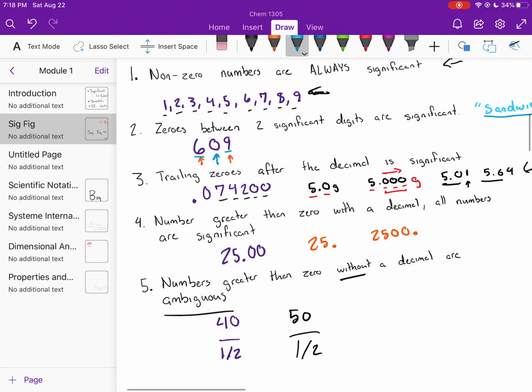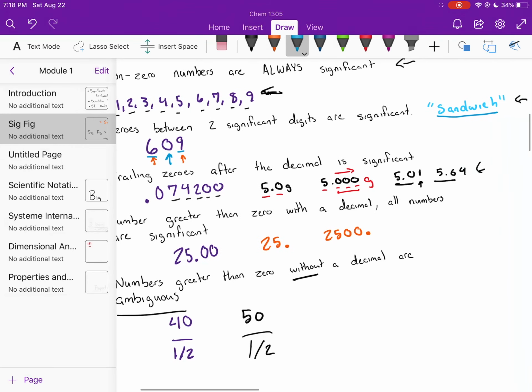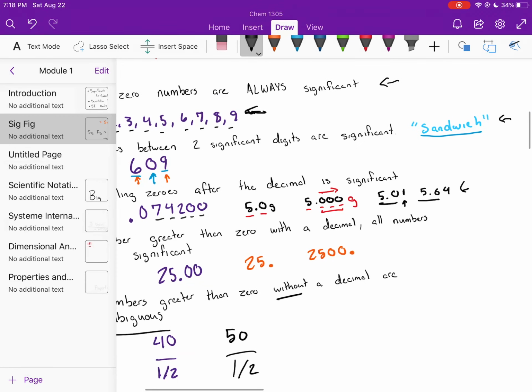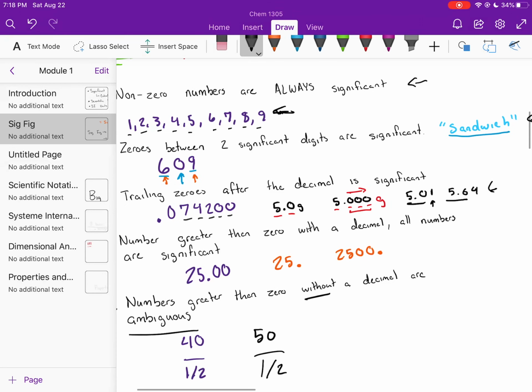So number 3, trailing zeros after the decimal are significant. And this is kind of relating to our little rock example up above, right? So if you look here, we got 2 zeros after the decimal point. This is what we call trailing zeros. If it's a 0 after the decimal point, it's a trailing 0. And that makes trailing zeros significant, right?